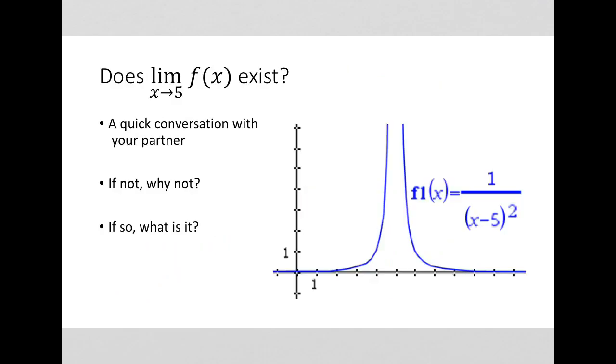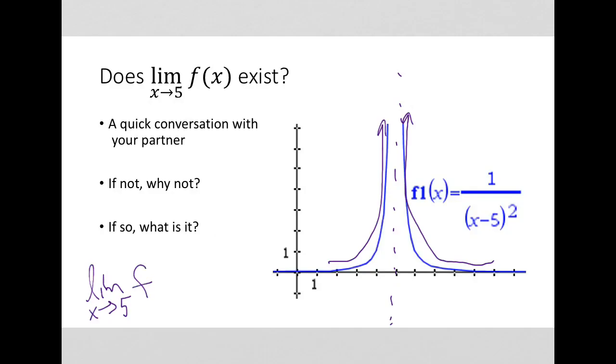Compare that to this rational function, where both of my tails now are going up. So now if I take my limit from the left, I'm going up to positive infinity. If I take my limit from the right, I'm going up to positive infinity. So my left and right-handed limits agree, so I can say that the limit as x goes to 5, and notice when I don't write a plus or a minus, it's talking about from both sides. The limit as x goes to 5 of f of x exists, and it is positive infinity.